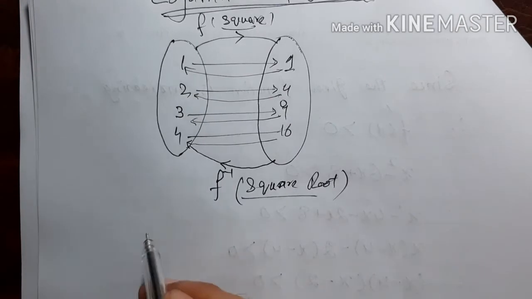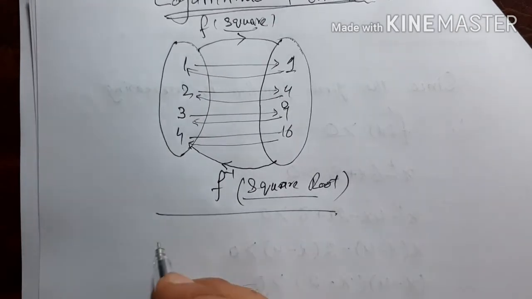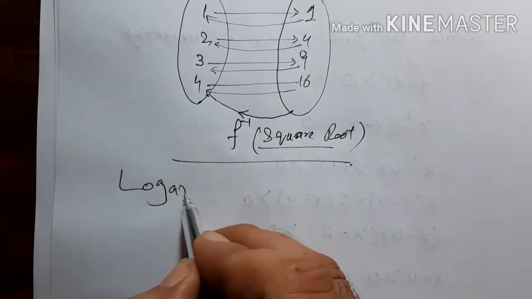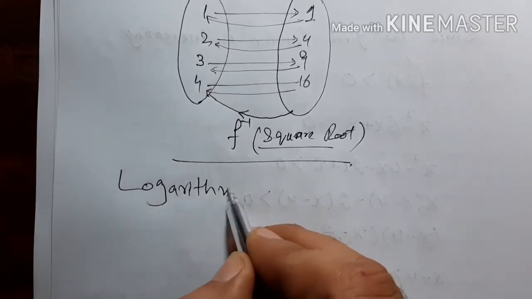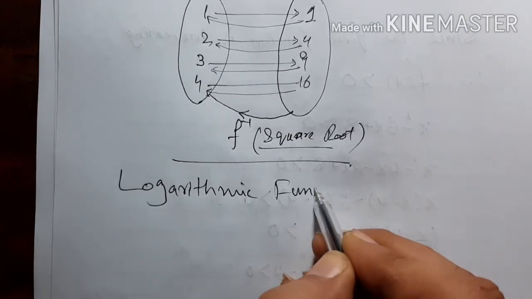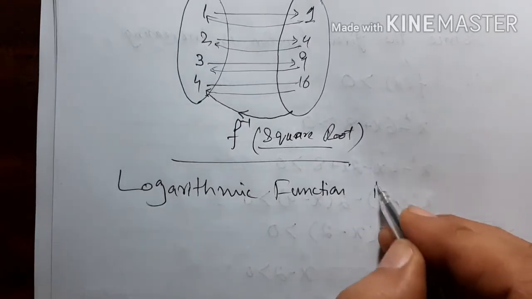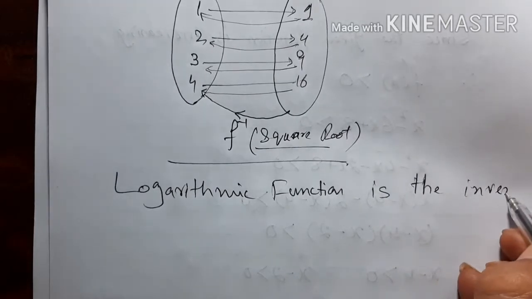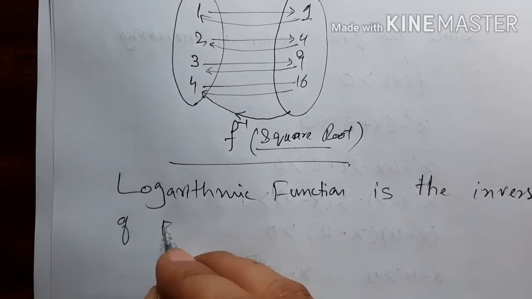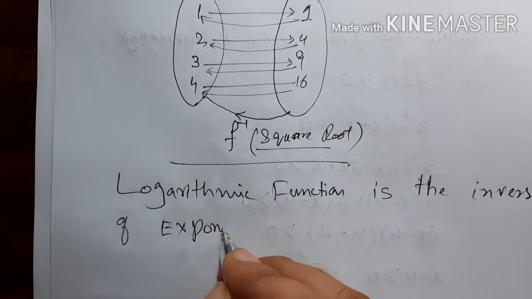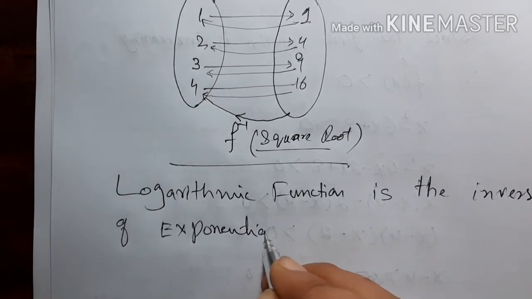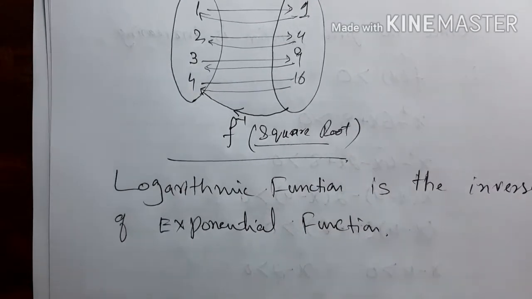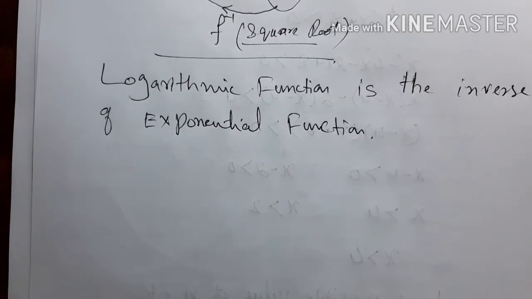So in the same way, the logarithmic function is the inverse of the exponential function. This is the inverse function of the exponential function.